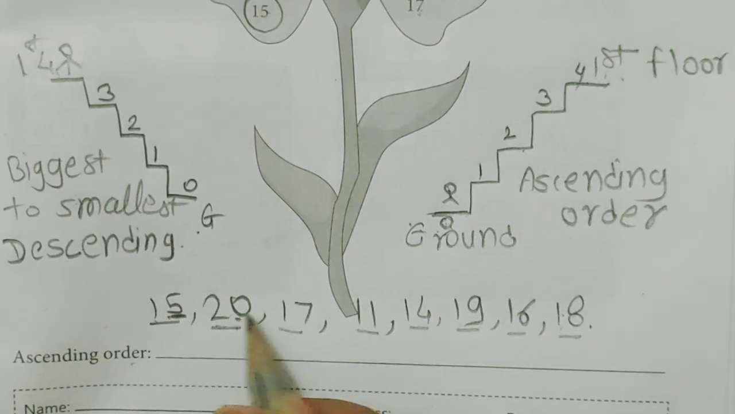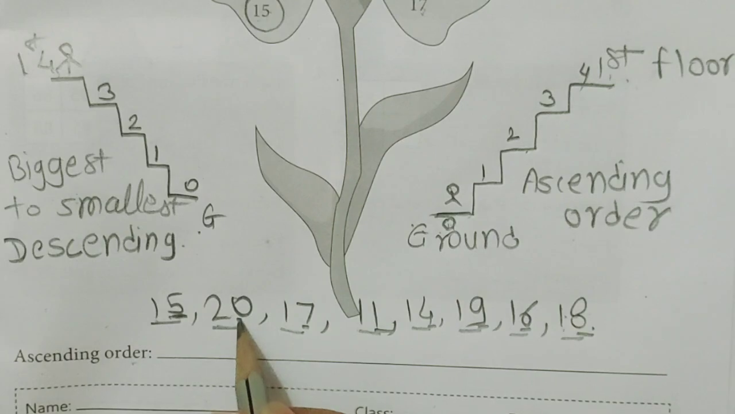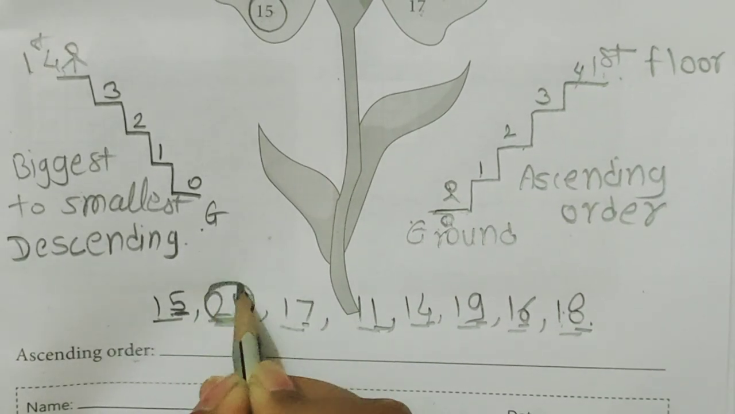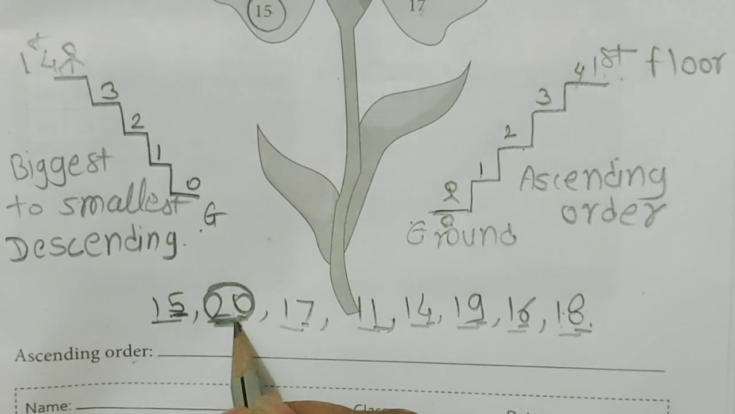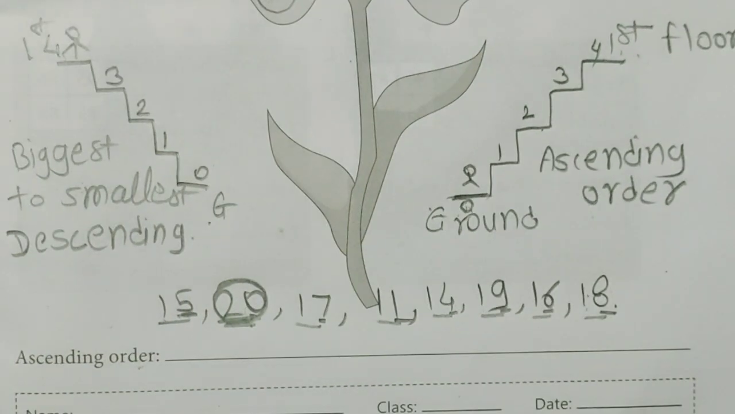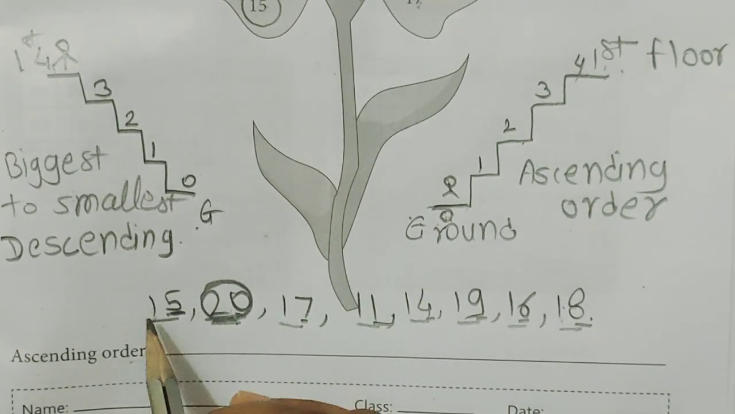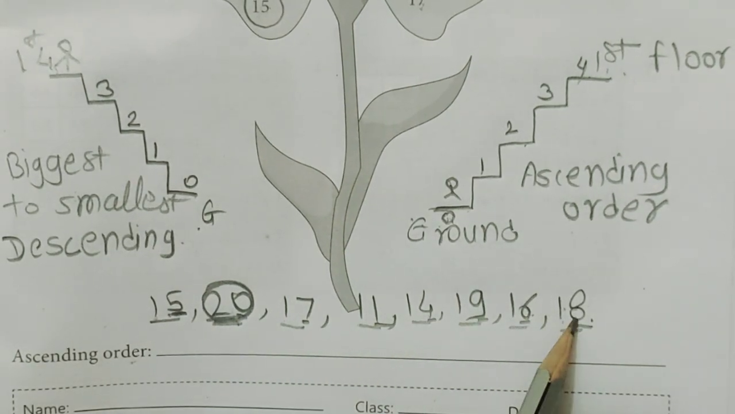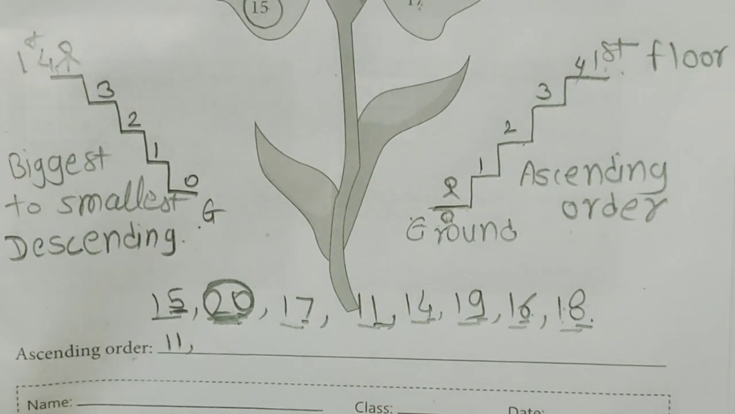Now see here, 5, 0, 7, 1, 4, 9, 6 and 8. In this, the 0 belongs to 20, which is the biggest number because its tens digit is 2, so it will not come in this counting. Now we will compare only the numbers which have 1 at the tens place. See here, 5, 7, 1, 4, 9, 6 and 8. In this, 1 is the smallest, that means 11 will be the first.